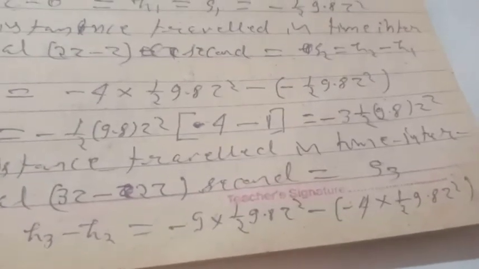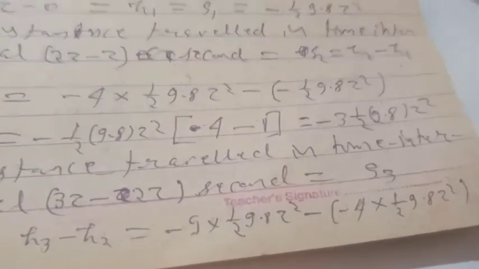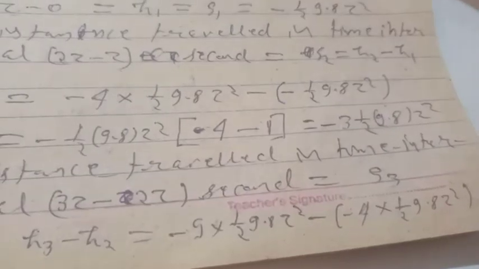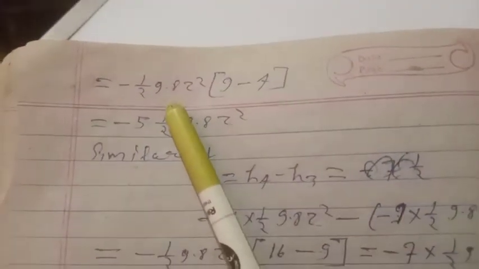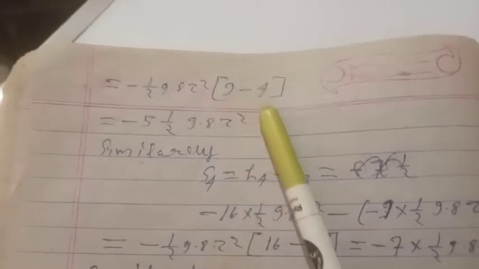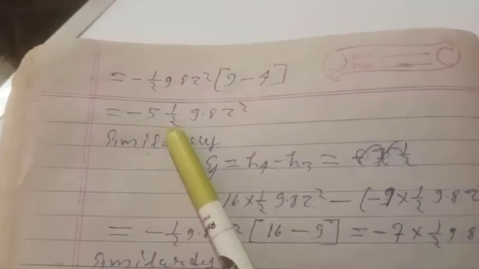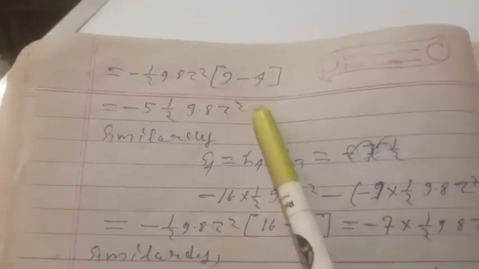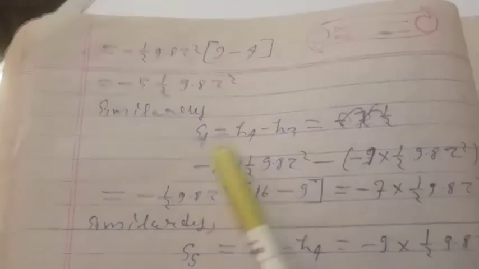Finally, we get minus 1 by 2 into 9.8 into tau square into bracket 9 minus 4, which comes out to minus 5 into 1 by 2 into 9.8 into tau square. Similarly, S4 can be calculated like this and S5 can be calculated like this.